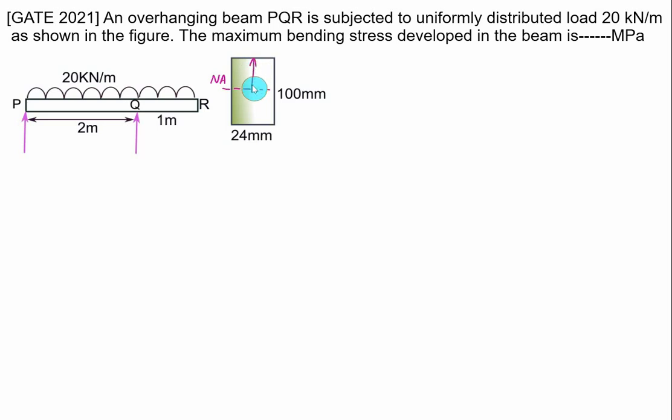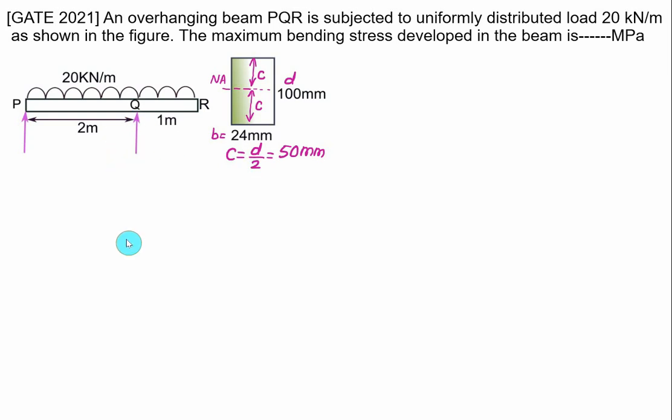So this time we have the top fiber at a distance equal to C, as well as the bottom fiber equidistant, that is equal to C. We have width equal to 24 and depth D equal to 100 mm. So in this case the value of C will be the same as the depth divided by 2, that is 100 by 2, equal to 50 mm. Now we want to know where the maximum value of bending moment is.